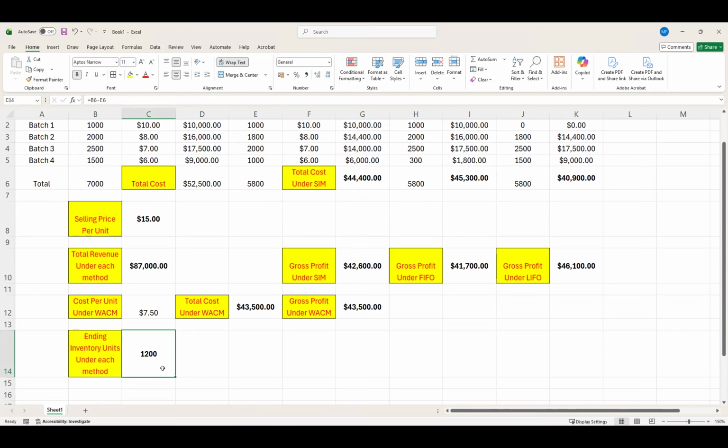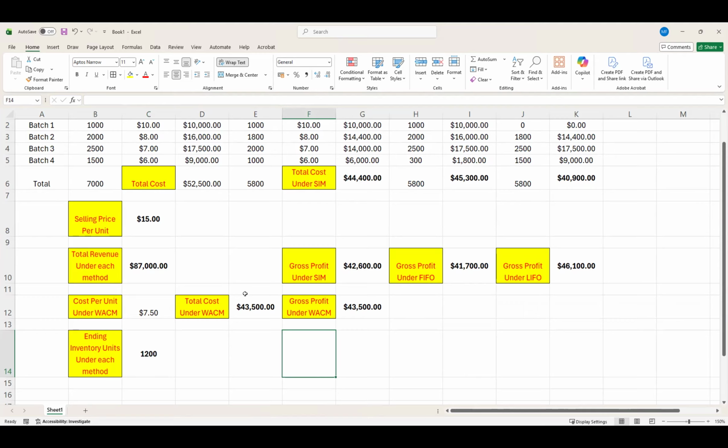Now, either you can calculate it one by one for all methods, or we can directly infer from the total cost and the cost that we have and the initial purchase price. Because see, what I said is that the total amount of inventory which was available for sale has now been divided into two parts. One that has been sold and one which is left.